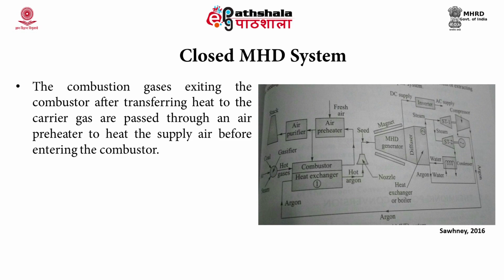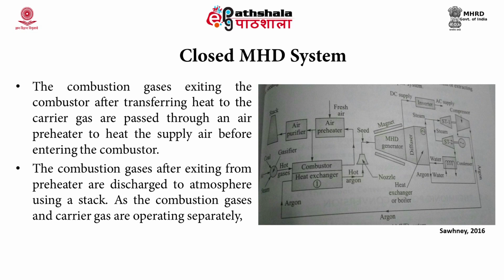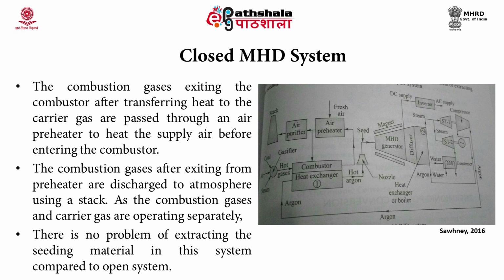The combustion gases exiting the combustor after transferring heat to the carrier gas are passed through an air preheater to heat the supply air before entering the combustor. The combustion gases after exiting the preheater are discharged to the atmosphere using a stack. As the combustion gases and carrier gas are operating separately, there is no problem of extracting the seeding material in the system compared to the earlier open cycle system.